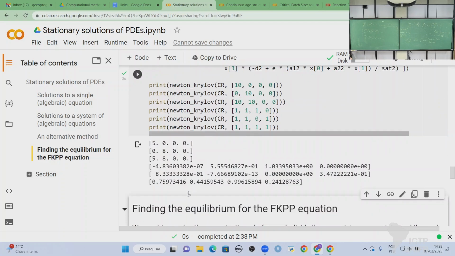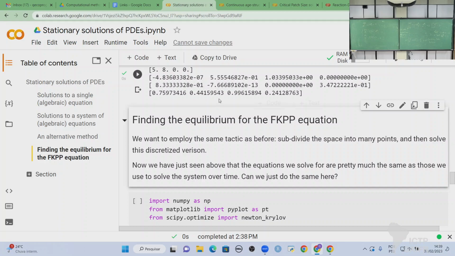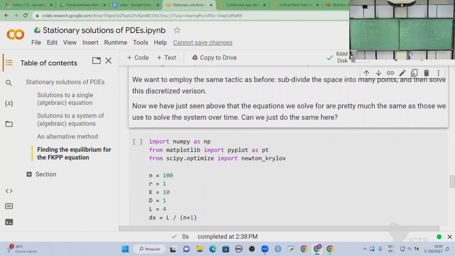So Newton-Krylov is then a better way to solve very large systems. 4 is not very large, right? But then we want to do this for the Fisher-Kolmogorov equation. So what do you do? Let's go back a little bit to the board.